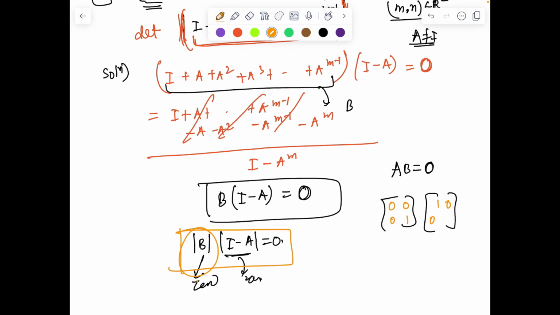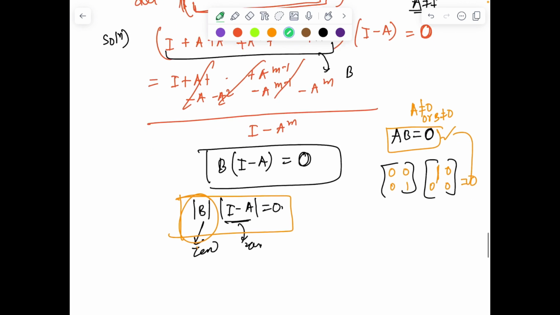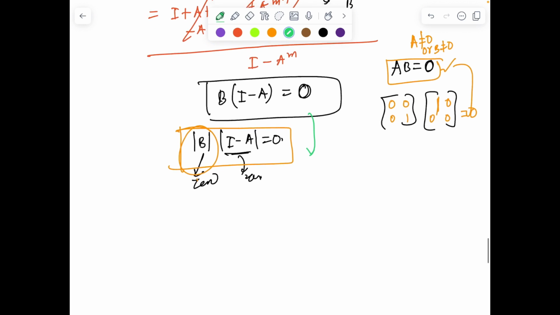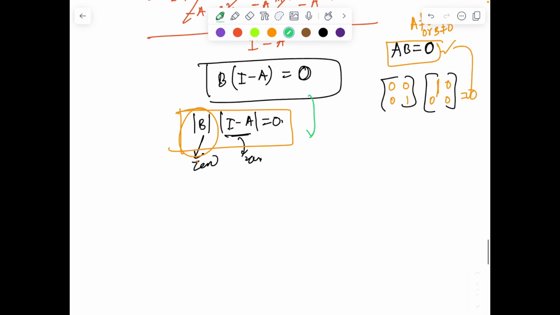So even if it is 0 0 0 1 and let's say 1 0 0 0, still the determinant of the product is 0, but none of these matrices is a null matrix. So remember, if AB is 0, it does not imply A is 0 or B is 0. Even if both are non-zero, still their product can be a null matrix, right? But here is something more to this problem, because what we can see is, since A is not I, let's try B times A minus I equals null matrix.